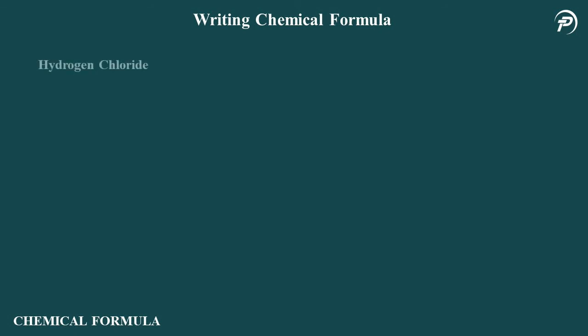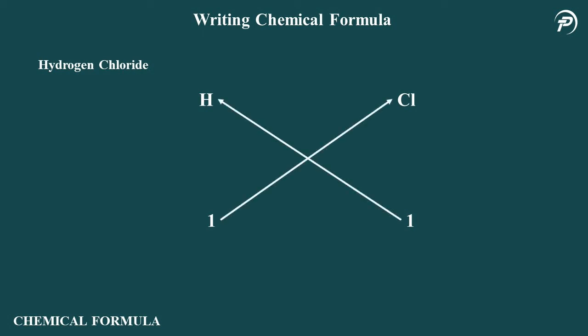For example, hydrogen chloride. To write the formula of this compound, first we have to write the symbols of constituent atoms, which are hydrogen and chlorine. Then their valencies just below the symbols, which is 1 for hydrogen and 1 for chlorine. Now we have to cross write the valencies in subscript with another atom of the compound. And this is how we get our formula, which is HCl.